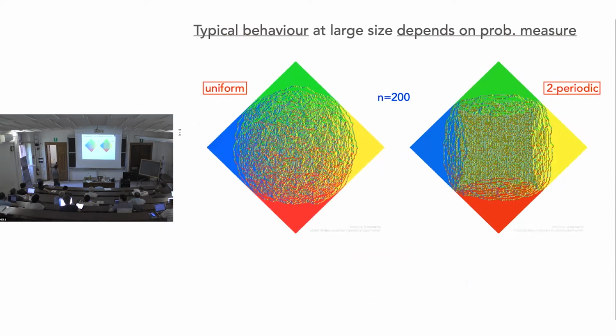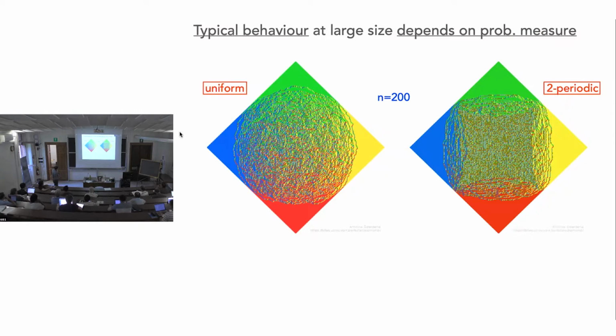So we'll be interested in the typical behavior of the tilings for large size. And the first observation is that the typical behavior will depend on the probability measure that we set on the set of tilings. On the left figure is simply a uniform measure, which means that we pick one at random, and all tilings have the same weight. And the case I will be interested in this talk is the two-periodic case, which I will define a bit later.